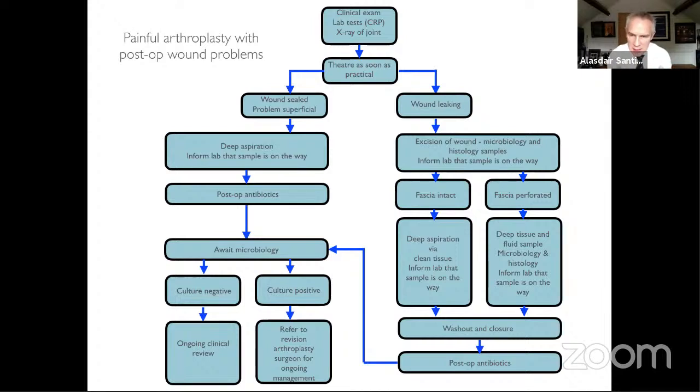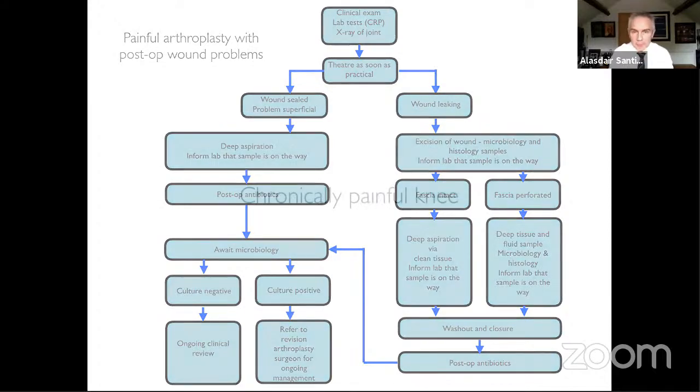I'm not going to go through every bit of this slide, but as you see, it comes down to taking appropriate samples, cleaning out the wound, awaiting microbiology, and then dealing with it with an appropriate microbiologist with a bone and joint interest, and right at the bottom, referring to a revision arthroplasty surgeon. These are cases that need to be done by people who know what they're doing, not necessarily just the first person that happens to be on call that day.